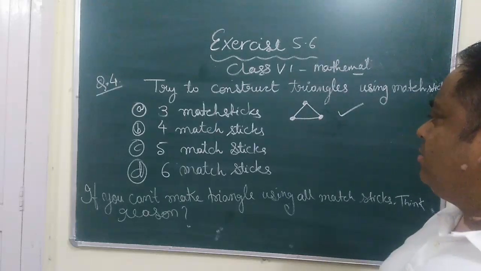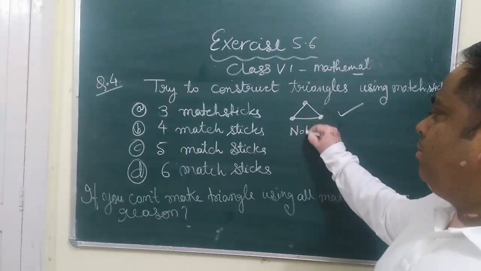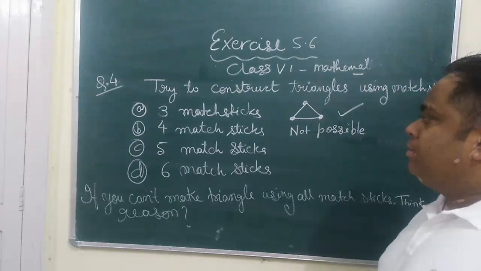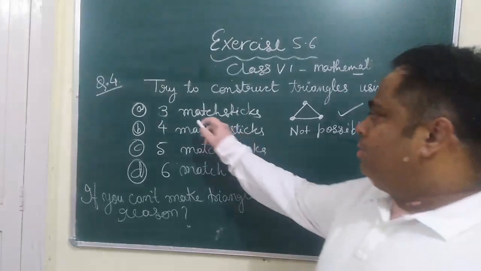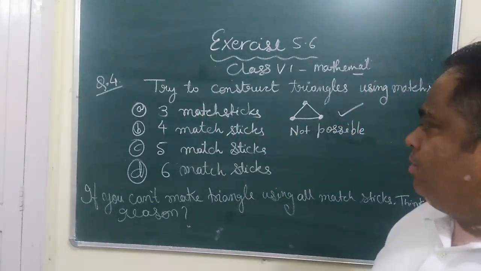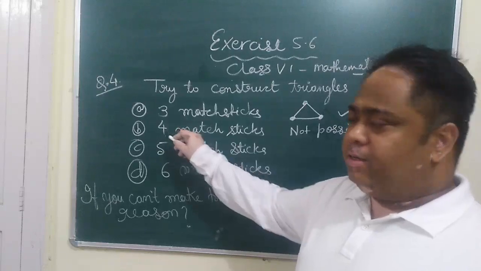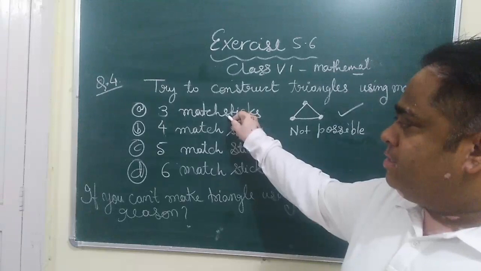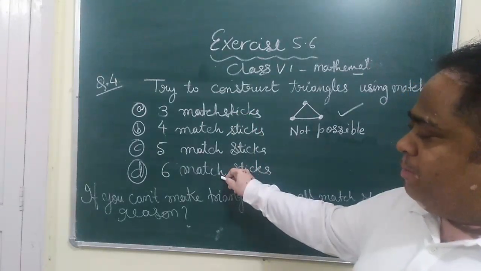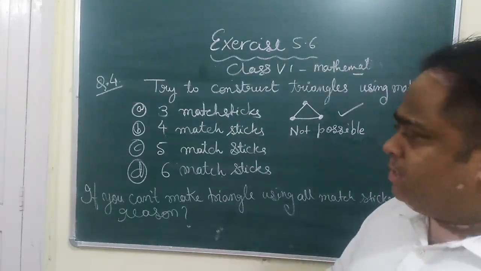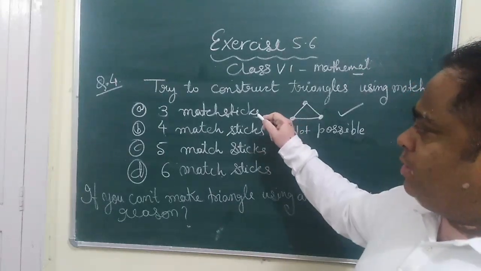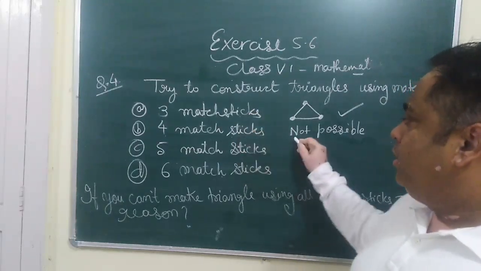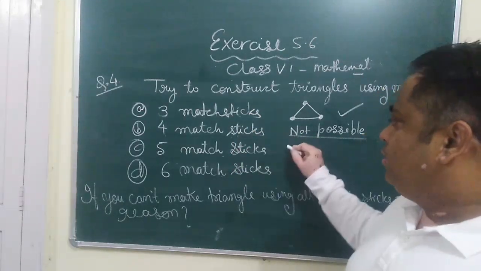With 4 matchsticks, not possible. Because for a triangle to be formed, 3 sides have to be there. But if you are given one extra side, then you will require 2 more sides which is not available. So you can make either with 3 matchsticks, or with 6 matchsticks, or with 12 matchsticks, or with 18 matchsticks. So the number of matchsticks required will be multiples of 3. So 4 is not multiple of 3. So it is not possible. With 5, it is also not possible.